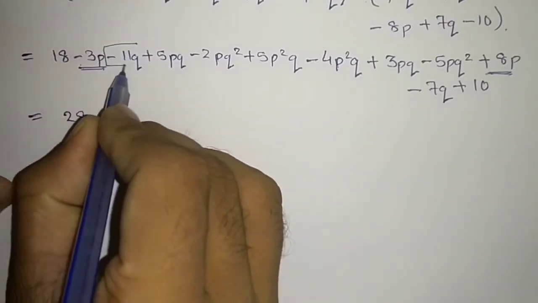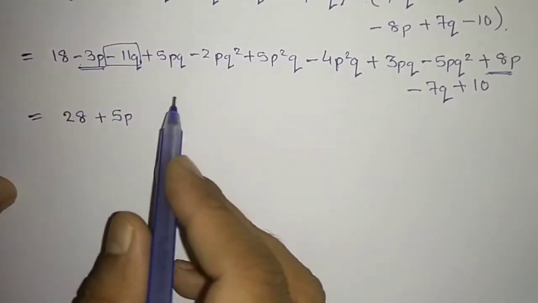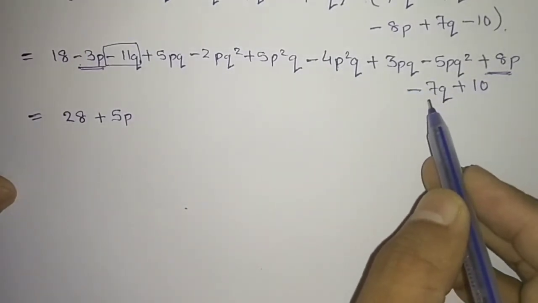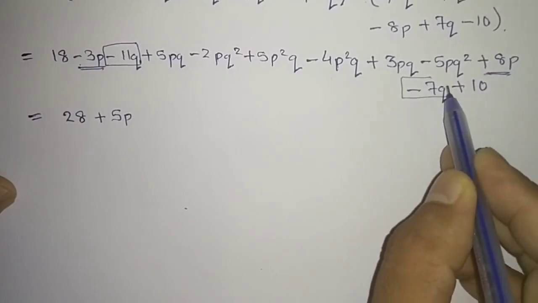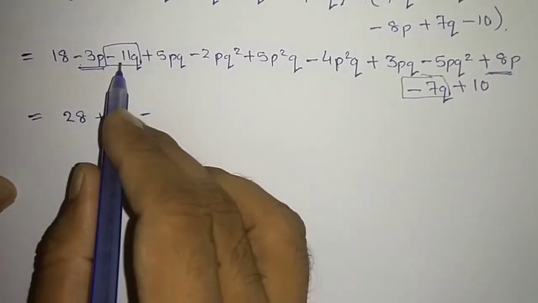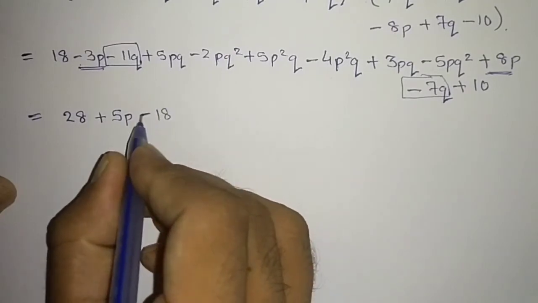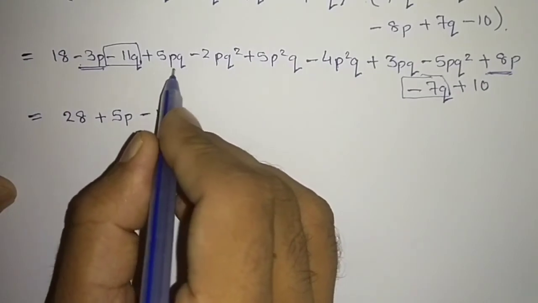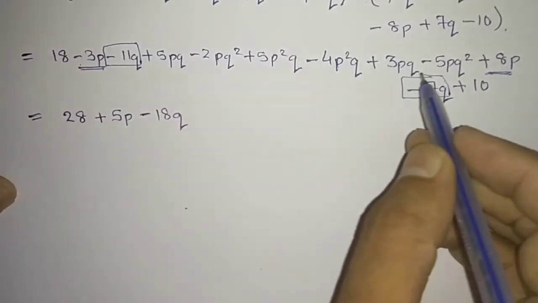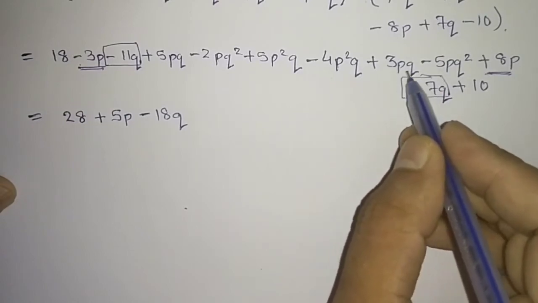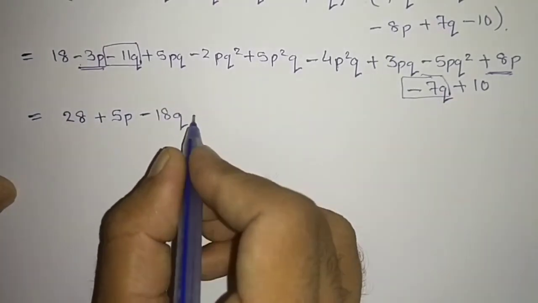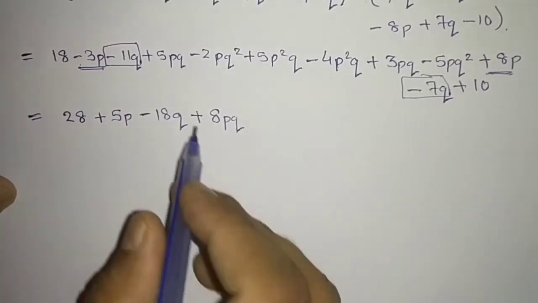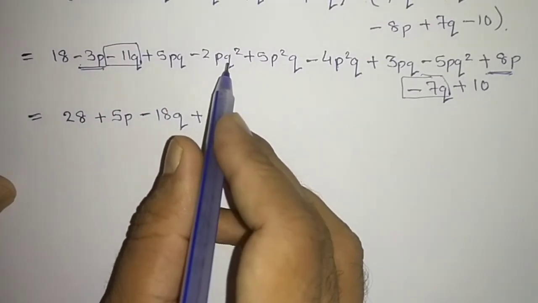Minus 11q, and then I will look for the q term. Here it is minus 7. Both are having the same sign, so we will add them and keep the negative sign. 11 plus 7 is 18, so I will get minus 18q. Again plus 5pq, looking for the pq term. Here it is having 3pq. Both are having the plus sign, so we will keep plus sign and add them. We will get 8pq.